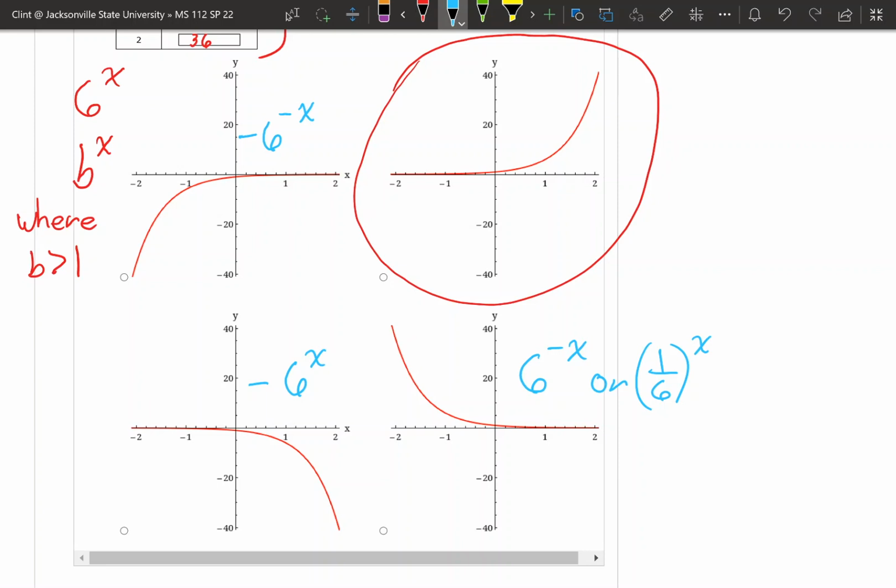You remember those transformations, right? If we put the minus sign out in front of the whole thing, like that one, it flips it top to bottom. And then if we put a minus sign with the x, it flips left and right. And on this one, it did both, flip left and right, and then flip top and bottom.